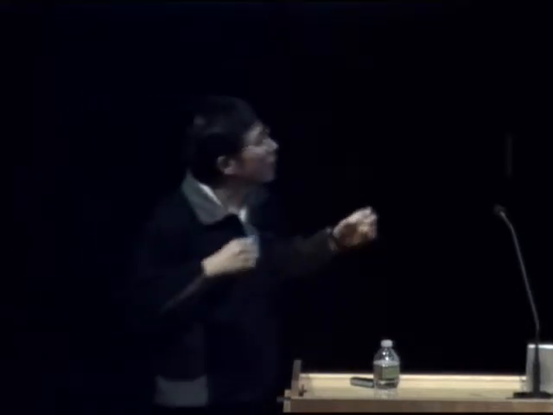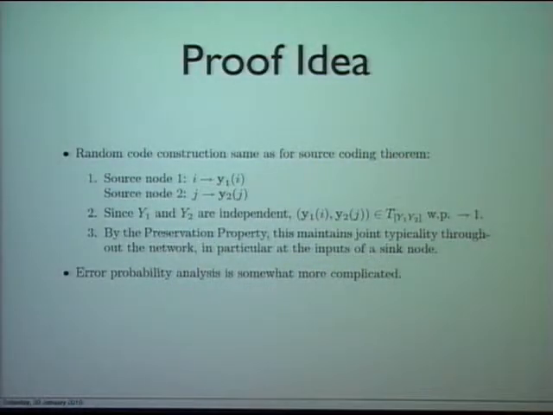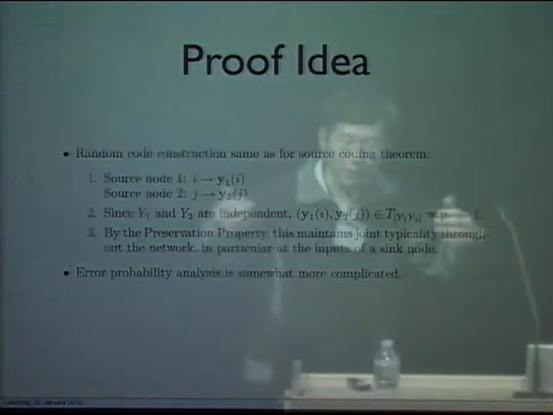Now, because all the random codewords generated at the source nodes are jointly typical to start with, when you progress through the network by applying a function to the vector on a component basis, by the preservation property, this would maintain joint typicality throughout the network. In particular, at the inputs of a sink node, which is essential because if all the incoming vectors to a sink node are jointly typical, then you apply the decoding function component-wise. That would allow you to decode properly.